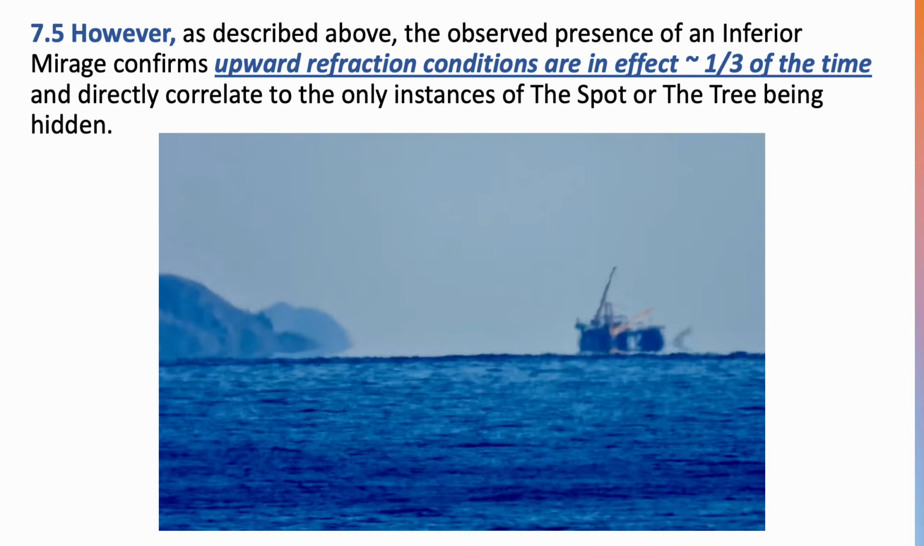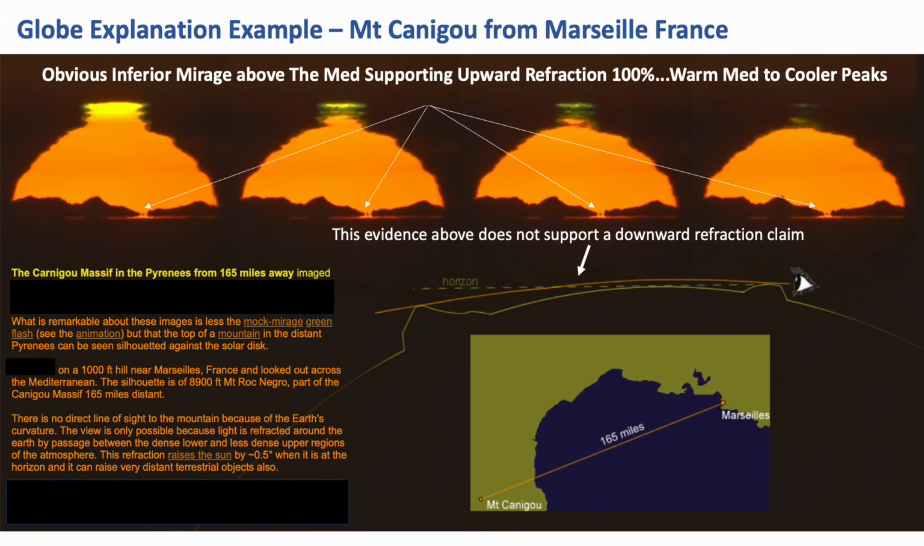However, as previously described, the observed presence of an inferior mirage confirms upward refraction conditions are in effect. So far, it's been 1/3 of the time across all my pans, and that directly correlates to the only instances of the spot and the tree being hidden. Here's an example of seeing elevations in the distance that should be below the horizon, well above the horizon.